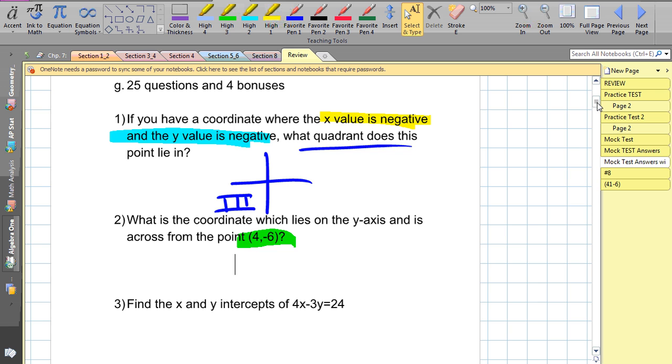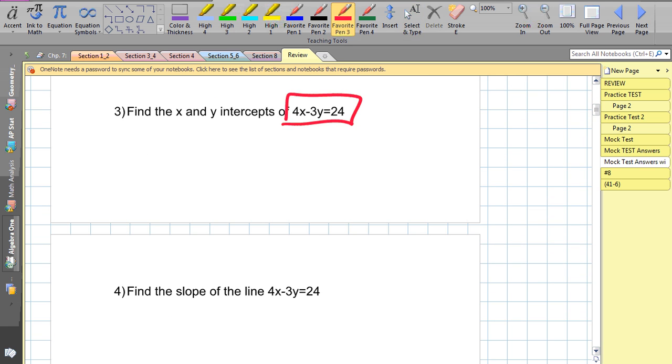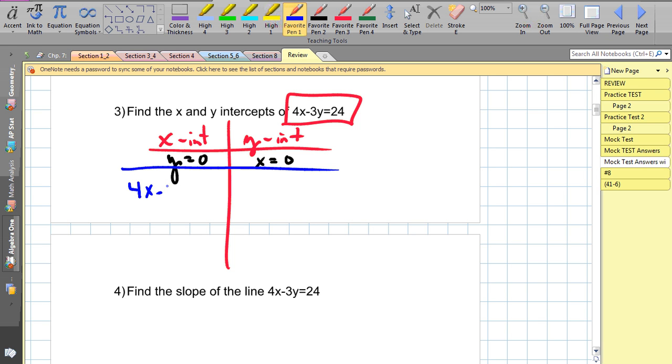The next question here is finding intercepts, number 3. We want to find the x and y intercepts of this equation here. So I'm going to make a little table in here. And this is how I find the x and y intercepts. The assumption I know for x intercepts is the y coordinate has to be 0. For the y intercepts, the assumption I have to make is x is going to be 0. So using those assumptions, I can write our equation on both sides here because there are going to be two coordinates we're going to be finding.